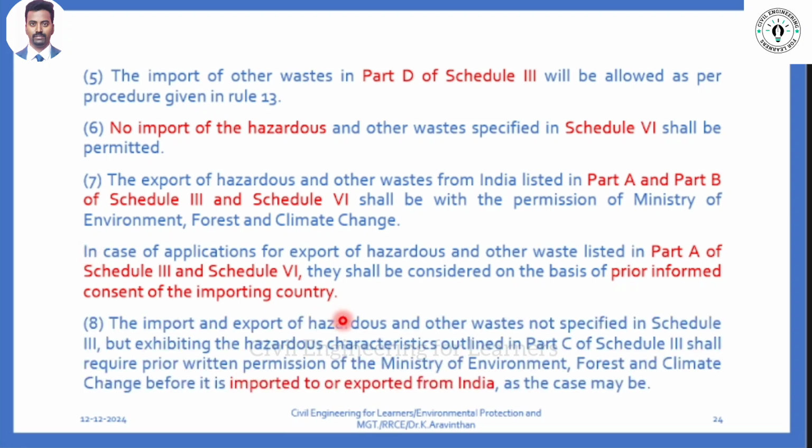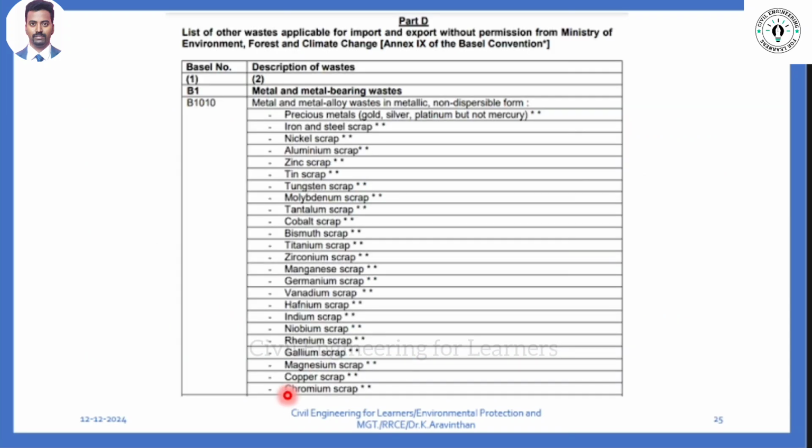And the last thing is, if the import and export of hazardous and other waste is not indicated in Part 3, then a written permission is required. This is the list of Part D of other waste. Without permission from the Ministry of Environment, Forest and Climate Change, these chemicals or hazardous waste should not be imported or exported.